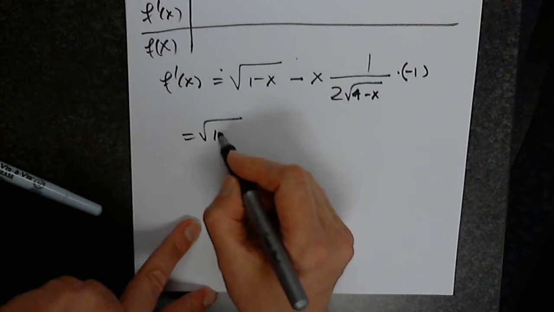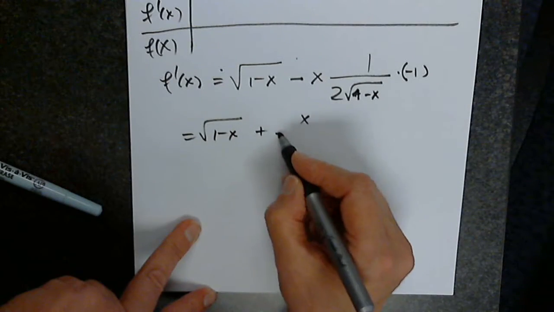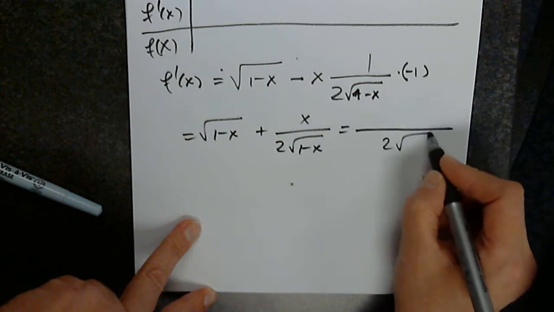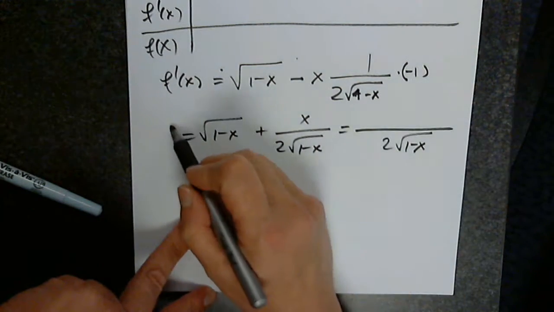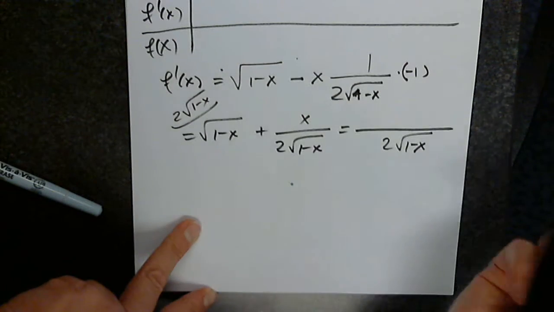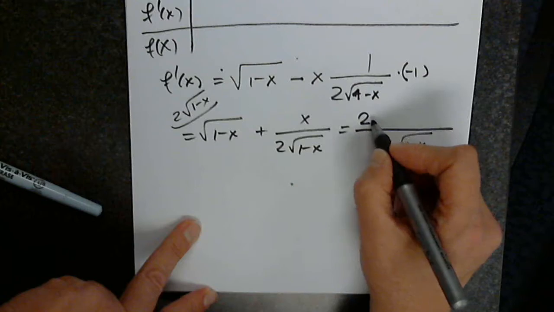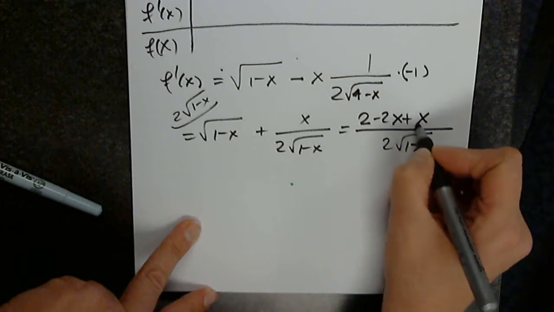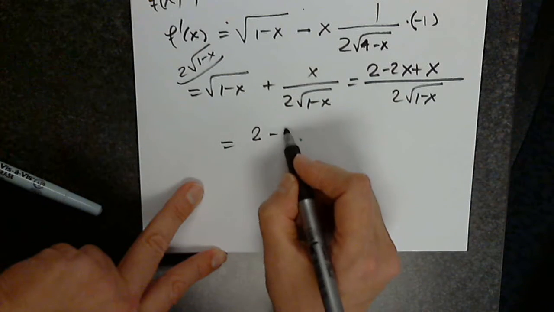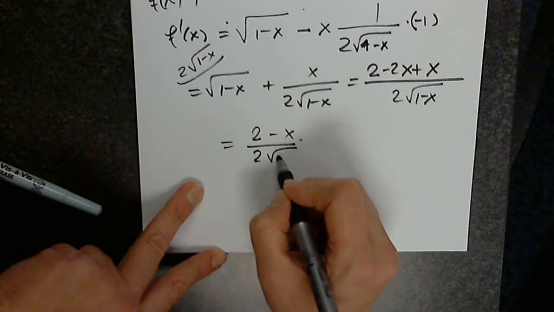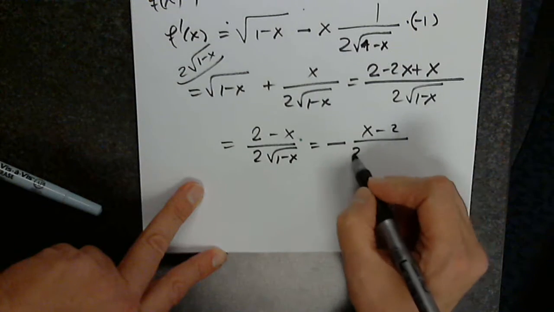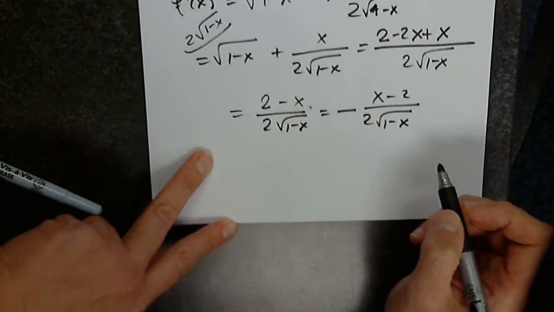So this is the square root of 1 minus x plus x over 2 the square root of 1 minus x. I have to find the common denominator, and I have to multiply this by 2 times the square root of 1 minus x. So this is 2 minus 2x plus x. Therefore, I get 2 minus x over 2 the square root of 1 minus x, or negative x minus 2 over 2 the square root of 1 minus x.